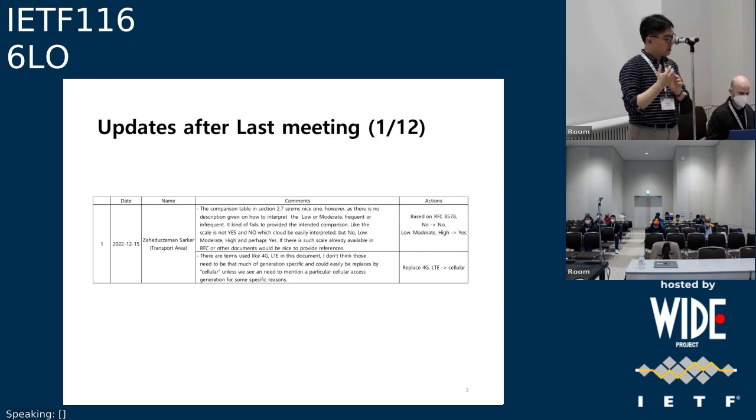So I got nine or ten comments. The first one is from the transport area director. In our draft, in the table, we use the low, moderate, frequent, infrequent expression, but he says that if we refer to another document, it's better. So I searched and found one relevant document, RFC 8578. Based on that RFC, I changed to low, moderate, high, with yes and no expressions. And he replaced 4G LTE with cellular.